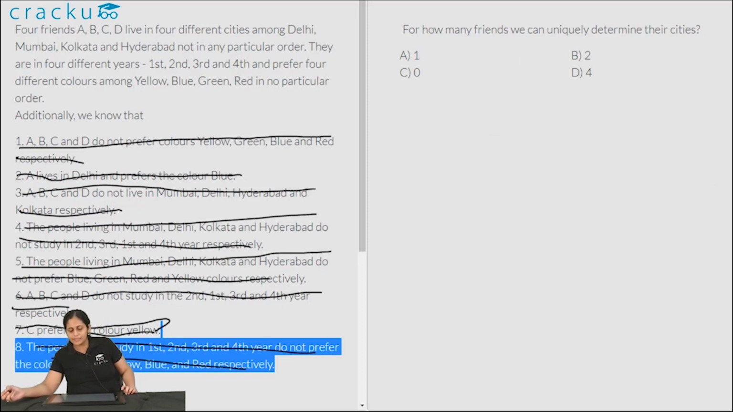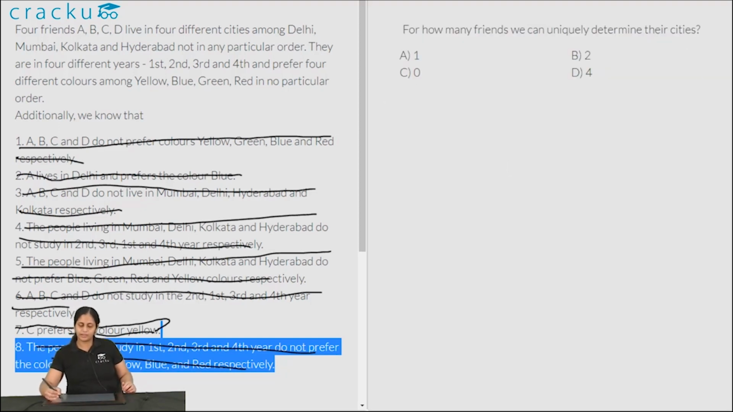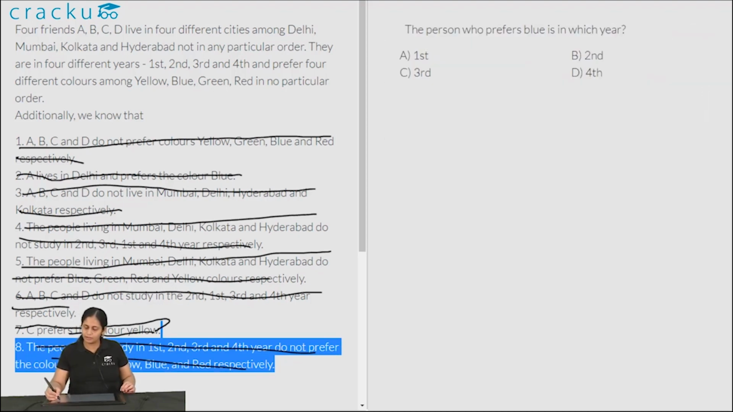For how many friends can we uniquely determine the cities? So we can determine the cities for 2 friends, that is A and C. For B and D we cannot determine the cities. So the right answer is 2 friends. Then let's go to the second question. The person who prefers blue is in which year? The person who prefers blue is A and he is in year 1. So the right answer is option A, the first year.